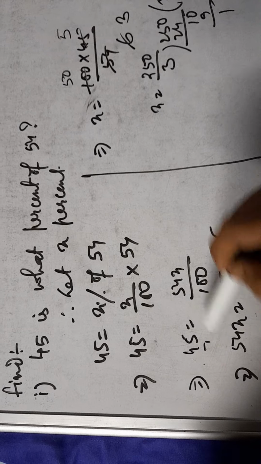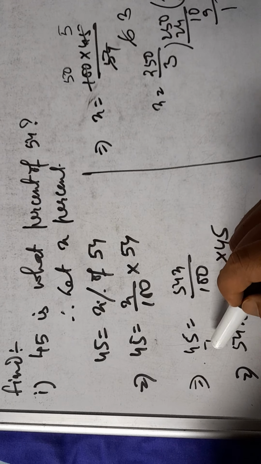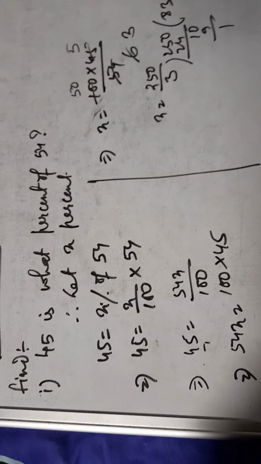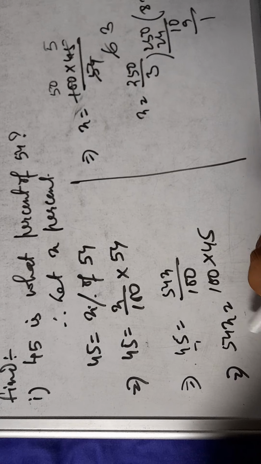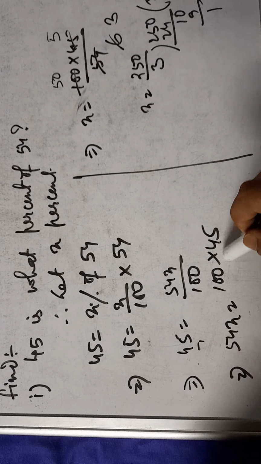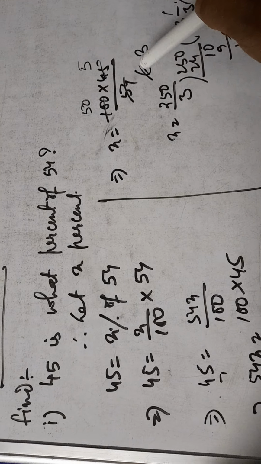Because it is in fraction form, 54x by 100. So it is written here 45 by 1 equal to 54x by 100. We can do the cross multiplication. After the cross multiplication we get 54x equal to 100 into 45. So x equal to 100 into 45 by 54.